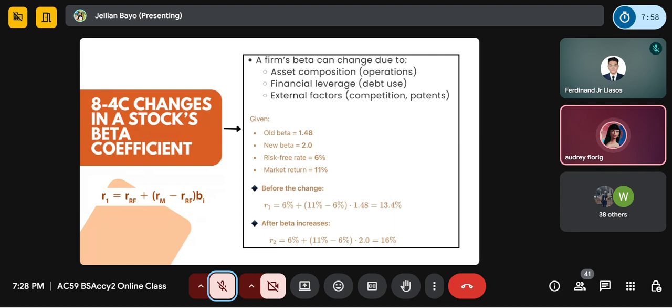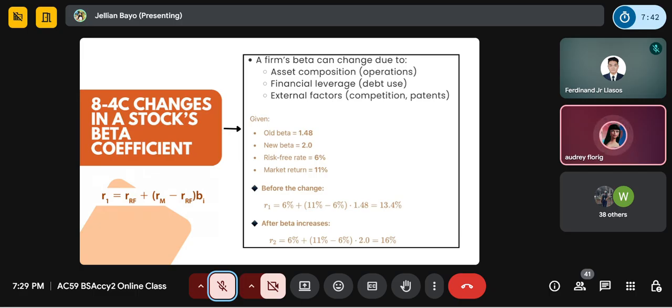When beta goes up, investors see more risk, so they demand a higher rate of return before buying the stock. For example, using the capital asset pricing model, which Mark already discussed earlier beside us.